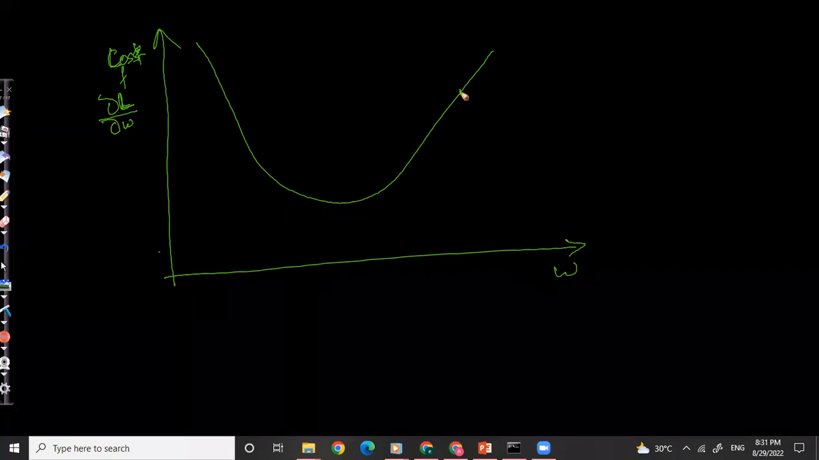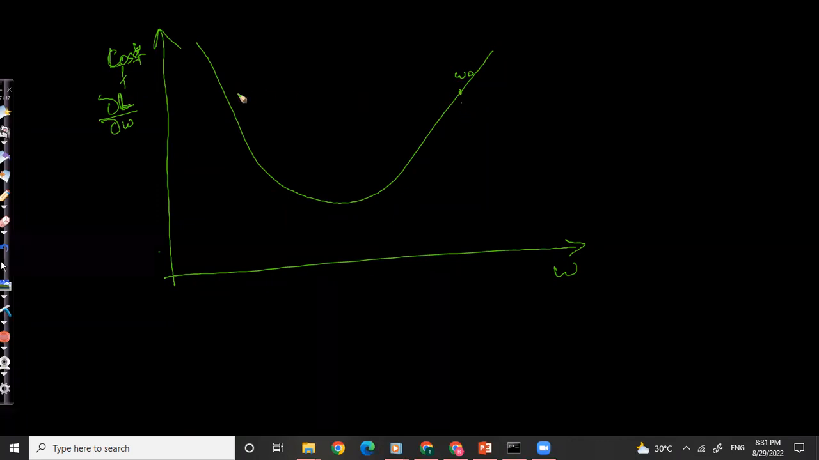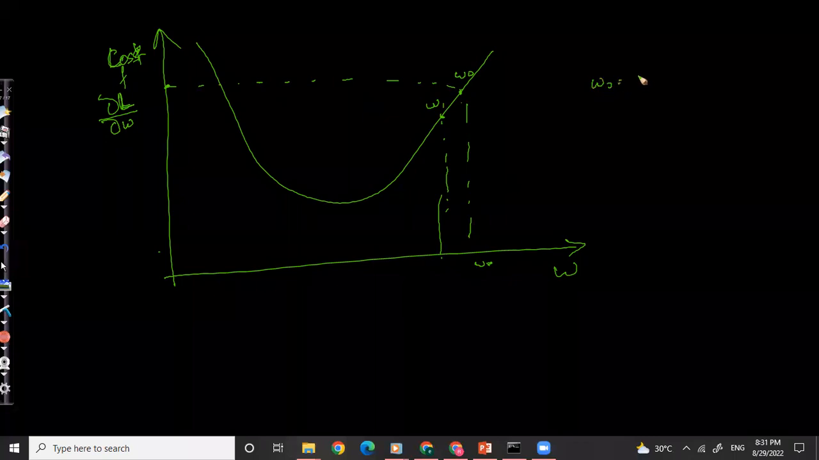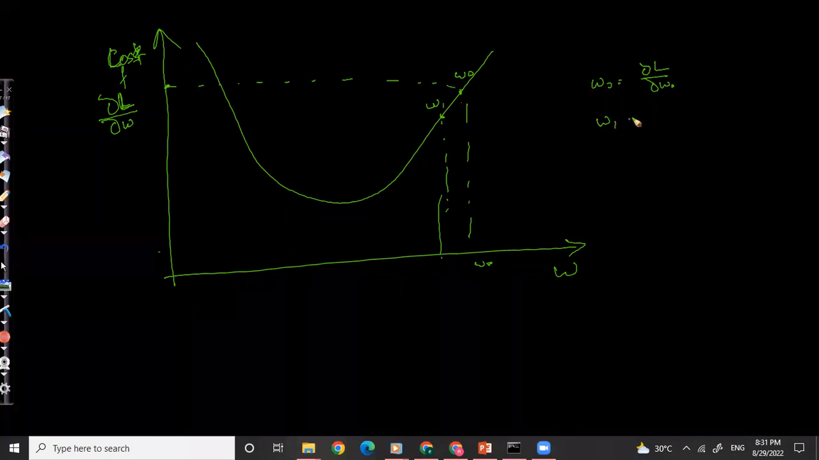First, it will fix some weight W0 and find the loss. Then change W0 to W1, and the loss with W1. Then W2, the loss with respect to W2. Now the loss is getting reduced.